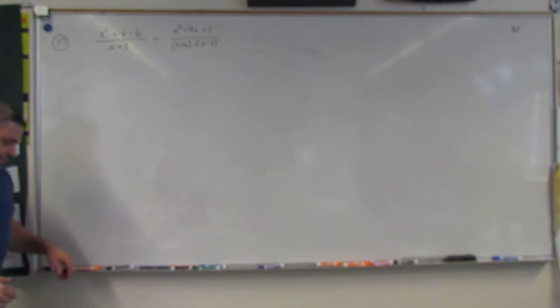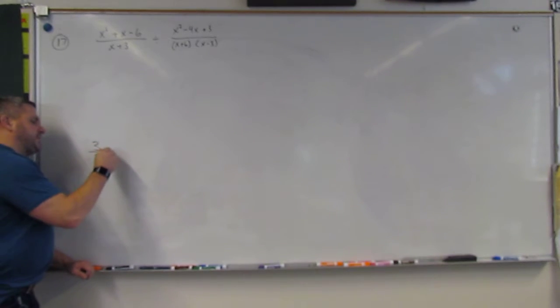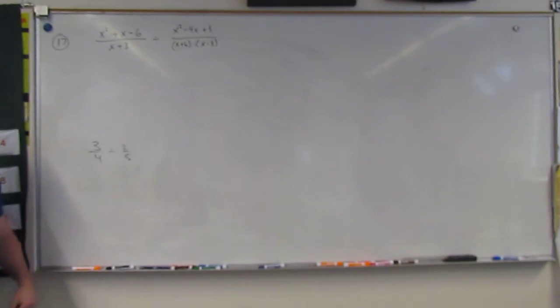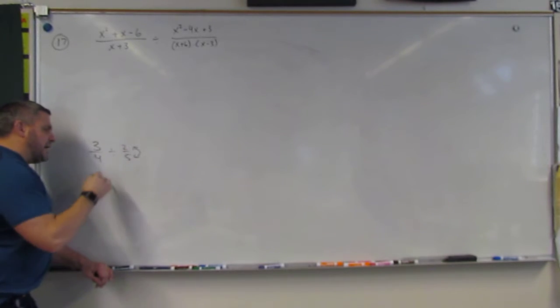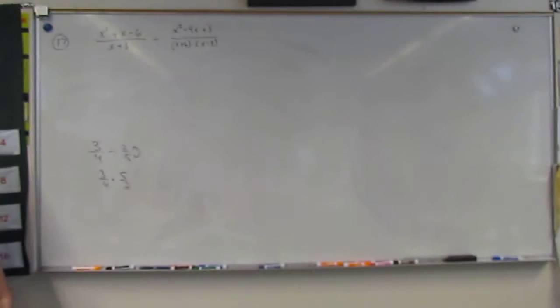Alright. If I have 3/4 divided by 2/5, then what I would do is flip this and multiply. So I'd have 3/4 times 5/2. Does that make sense? Okay?